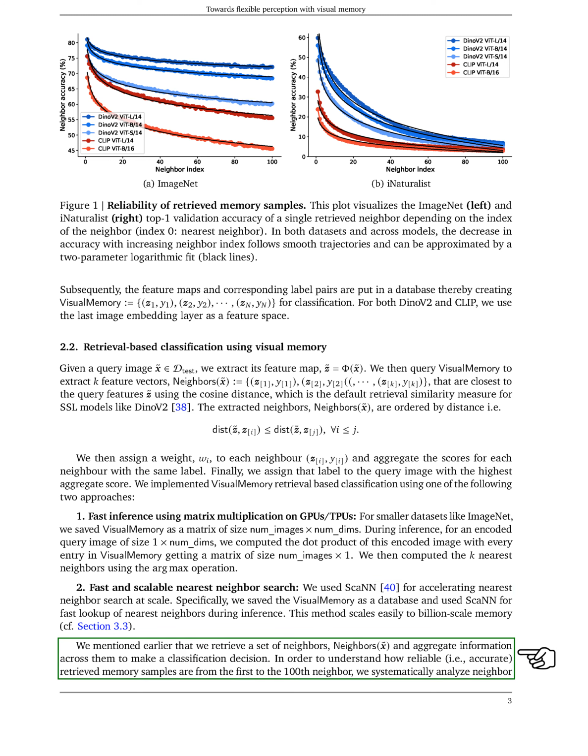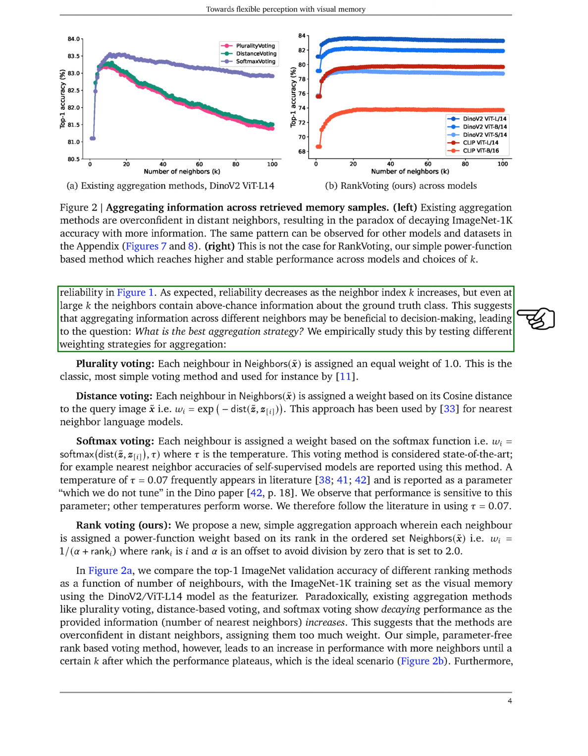We analyze the reliability of retrieved memory samples from the first to the 100th neighbor. As expected, reliability decreases with more neighbors, but even distant neighbors provide useful information about the true class. This leads us to investigate the best way to aggregate this information.